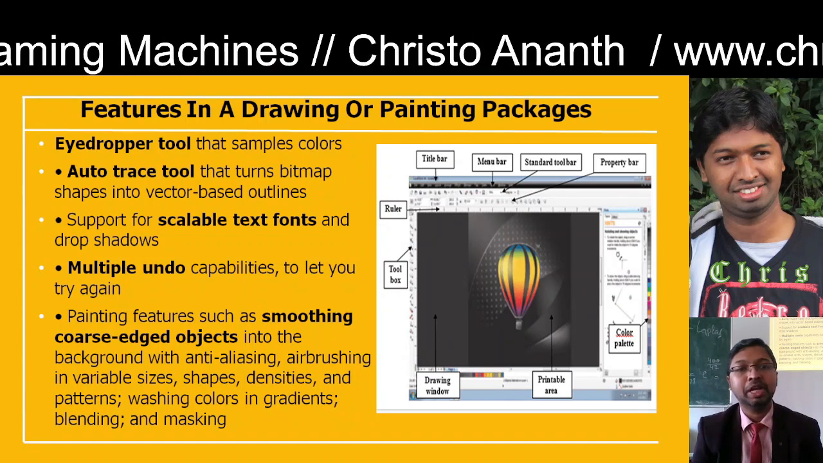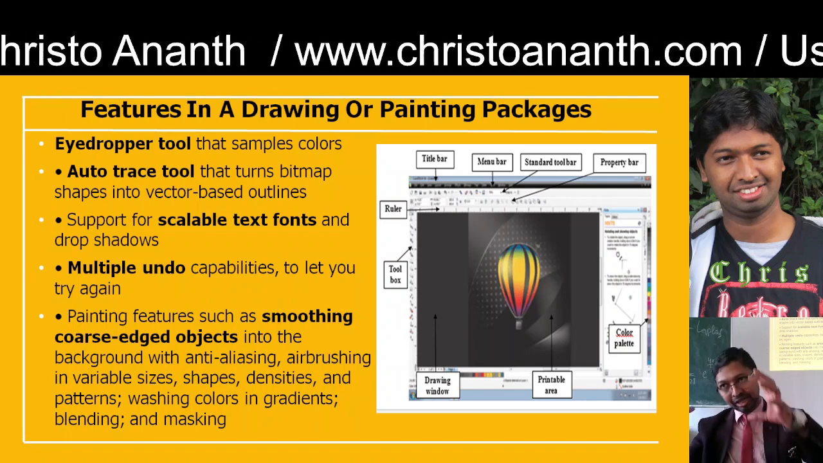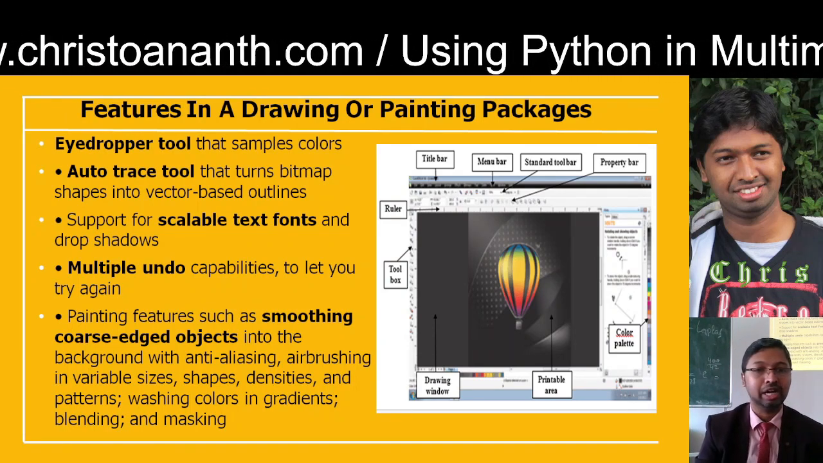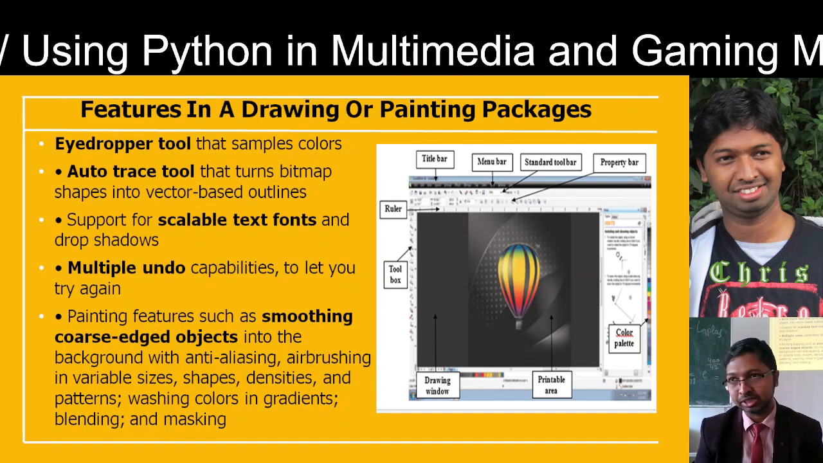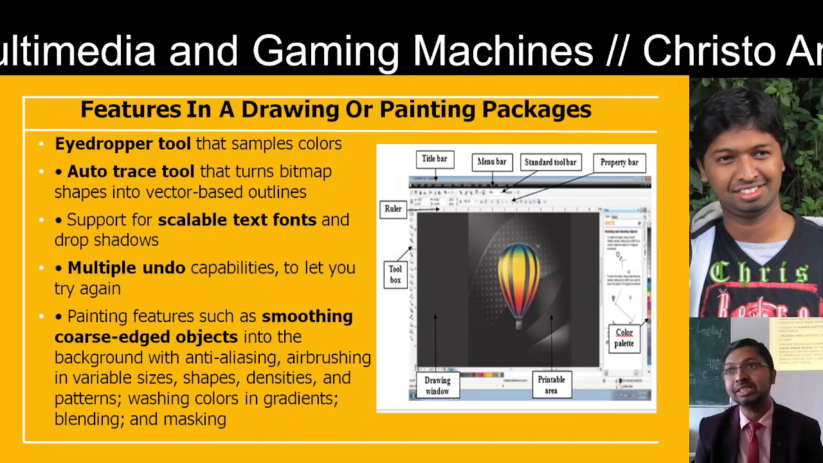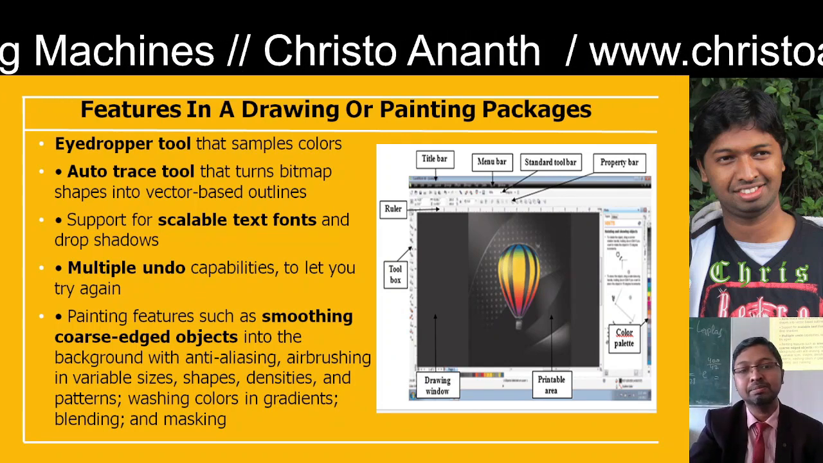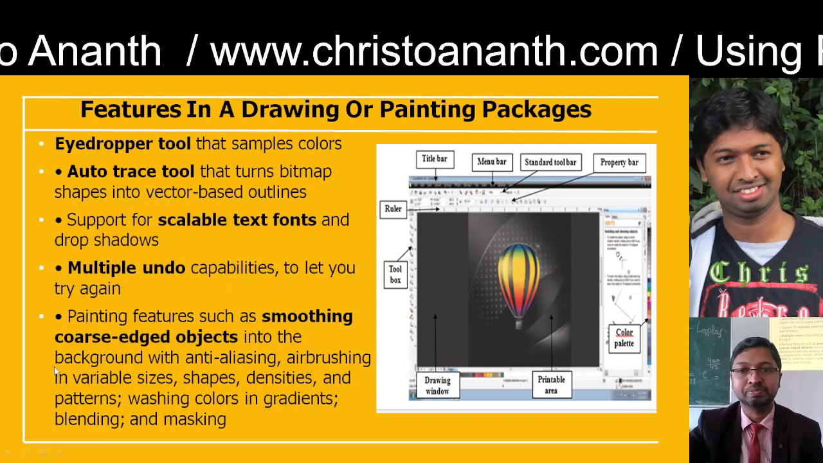Okay. So painting features, you can smooth the features, you can have coarse edge objects. So edge preservation, edge strengthening is actually available in the background with this anti-aliasing. Airbrushing is available in several sizes, several shapes, several densities, several patterns even. Okay, and you will have washing colors in the gradients, blending, masking as well. So this is the feature.